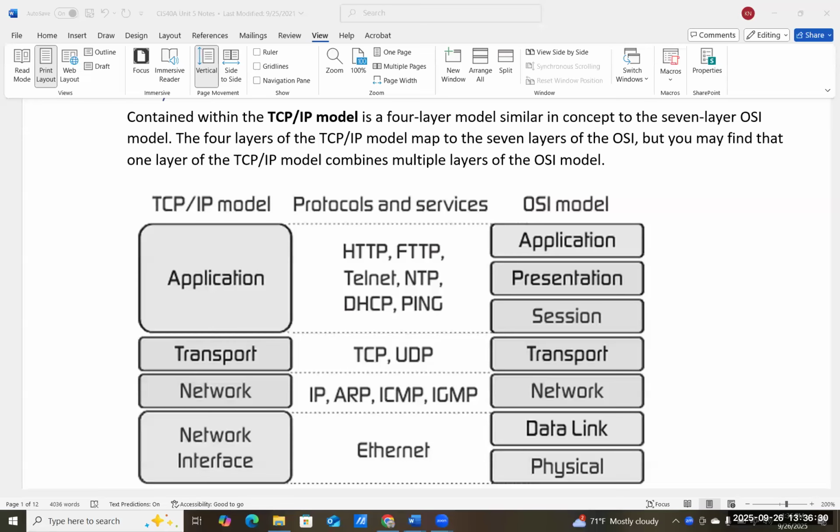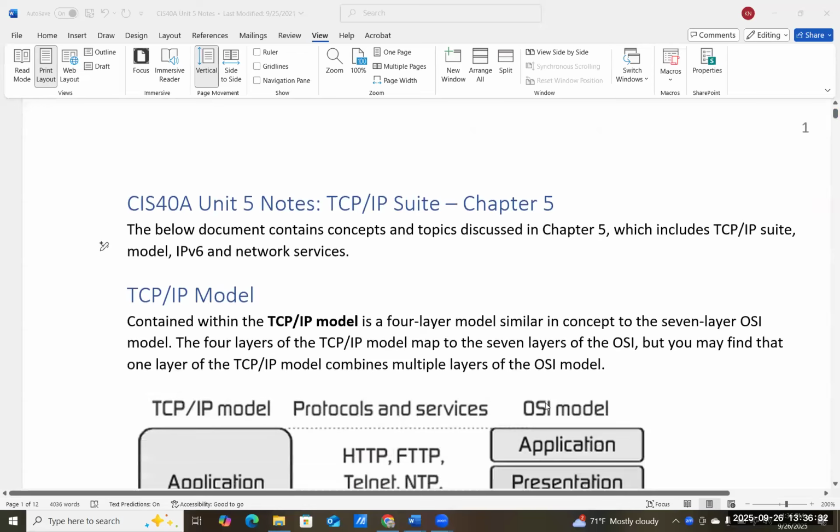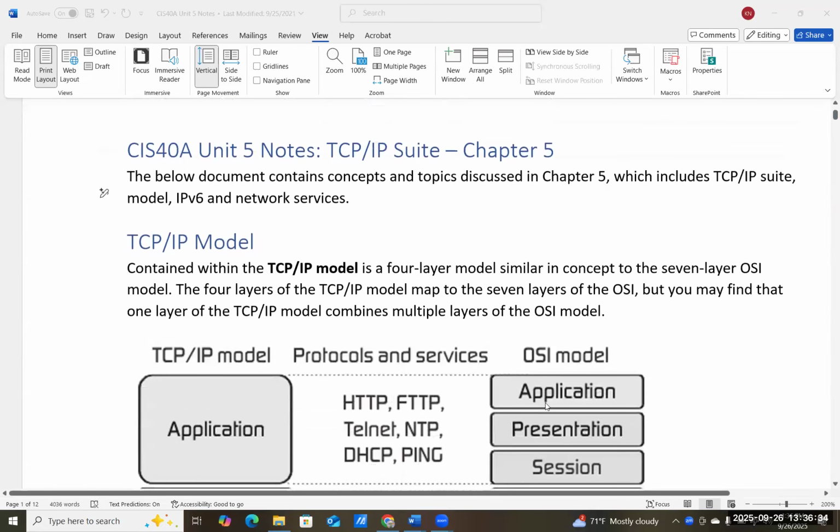So we're going to take a look at the notes, and then we're going to take a look at the assignments together. This week we're going to talk a little bit more about the TCP/IP model. You are going to get asked these questions on Network Plus.